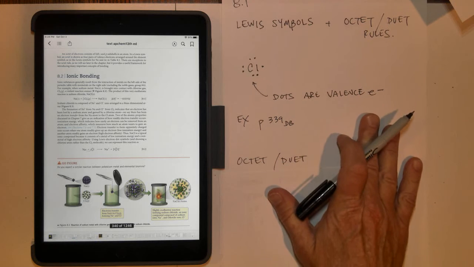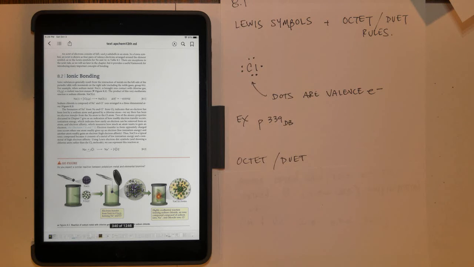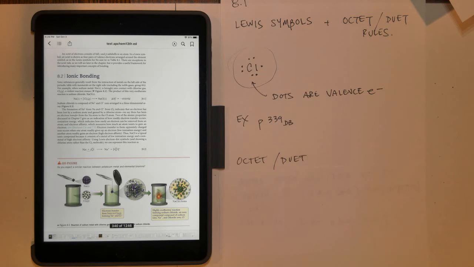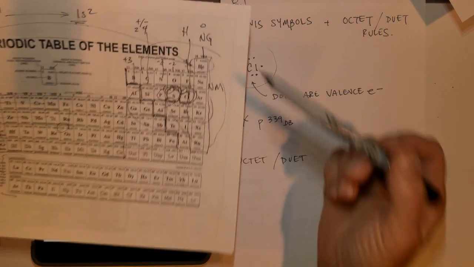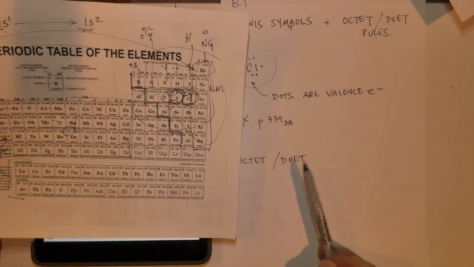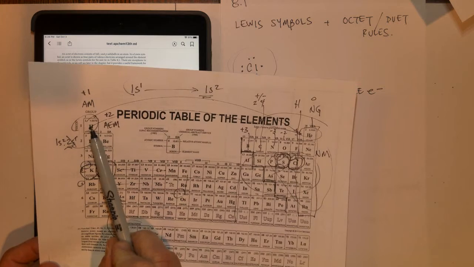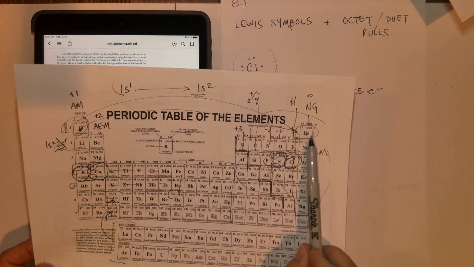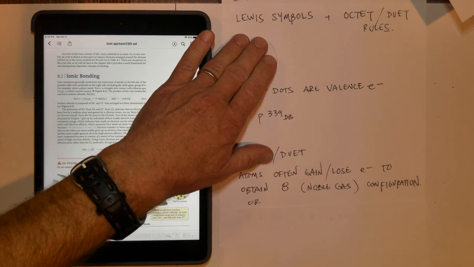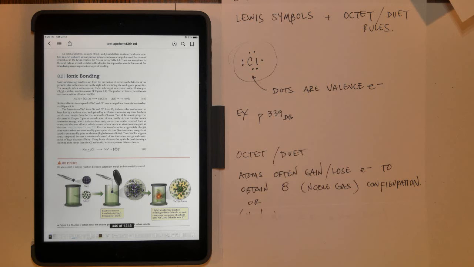Now, most atoms on the periodic table want to follow what's called the octet rule. That means that they want to end up having 8 dots around them in some way or another. A better way to describe it is to say that they want to have a noble gas configuration. And that's what brings up the duet rule, because obviously hydrogen doesn't want to get 8 or an octet of electrons. It wants to get a duet of electrons to look like the noble gas helium. So atoms often gain or lose electrons to obtain 8, a noble gas configuration. Or hydrogen and helium, in their case, they have 2 electrons because they want to obtain a noble gas configuration of helium called a duet.